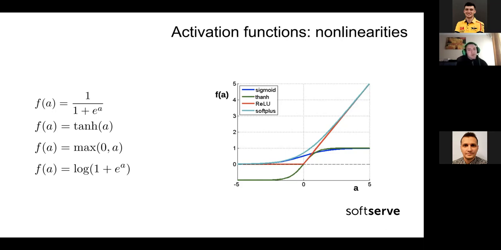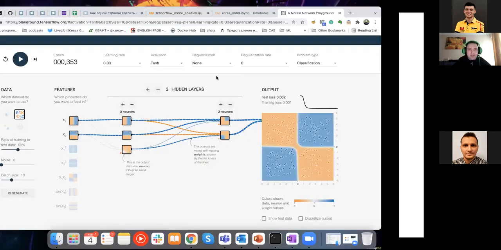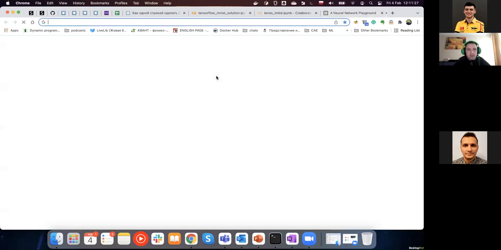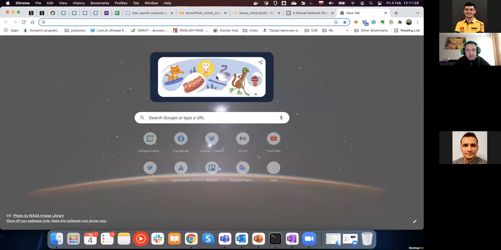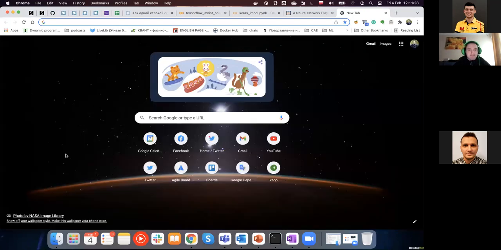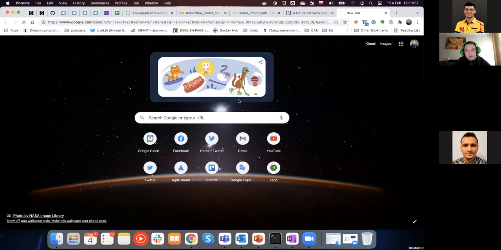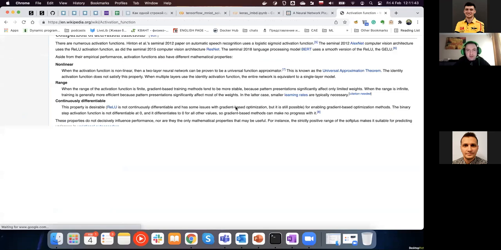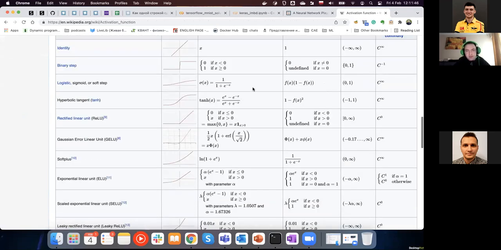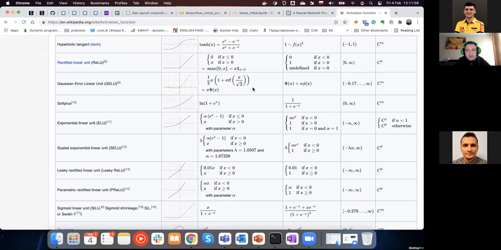Here I put the most known activation functions. These activation functions could be used on each layer of the neural network. It doesn't mean that this is a full list of all possible activation functions. If we go to Wikipedia and write list of activation functions, we're gonna see a huge list of different activation functions for different purposes. Which means that, as a matter of fact, there are plenty of activation functions, and they could be used in different problems.